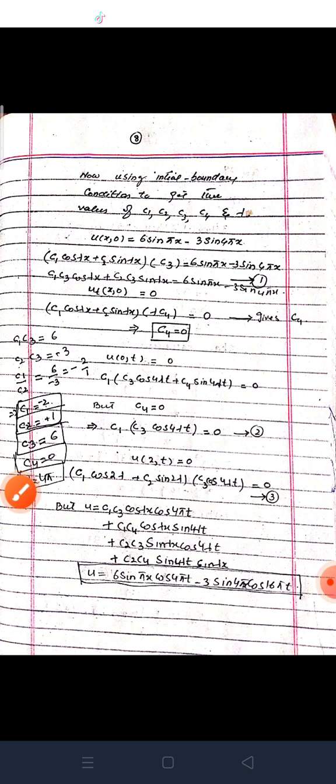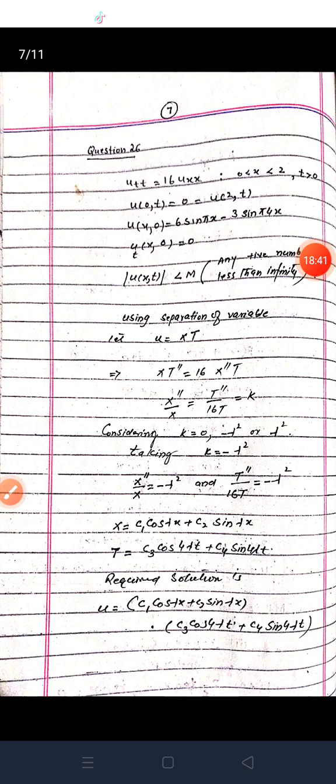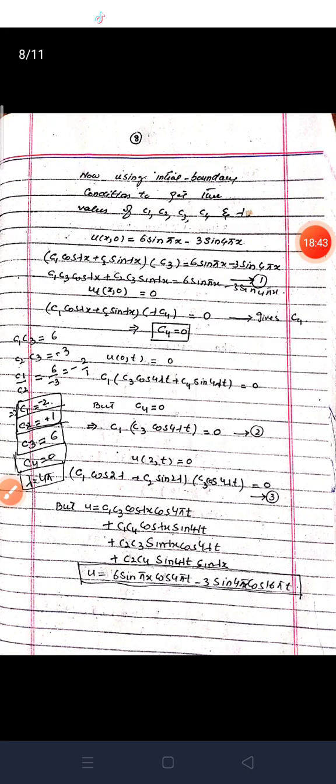Now I am trying to solve for the values. I am trying to find the value of c1, c2, c3, c4 and lambda. Now using the initial condition u(x,0), which is given in our question, when we put t equal to 0.